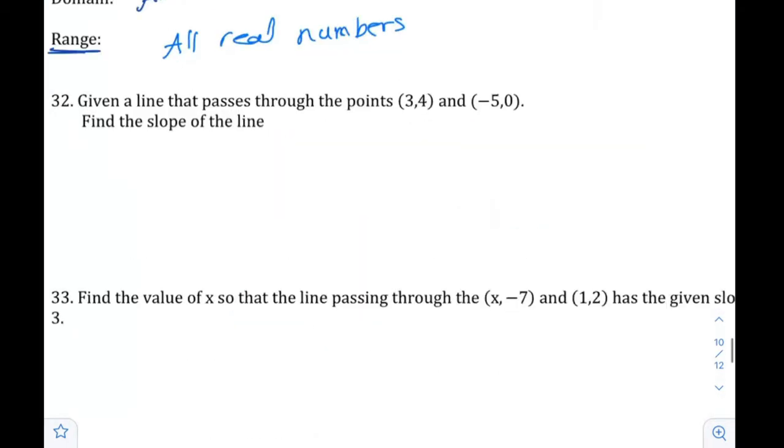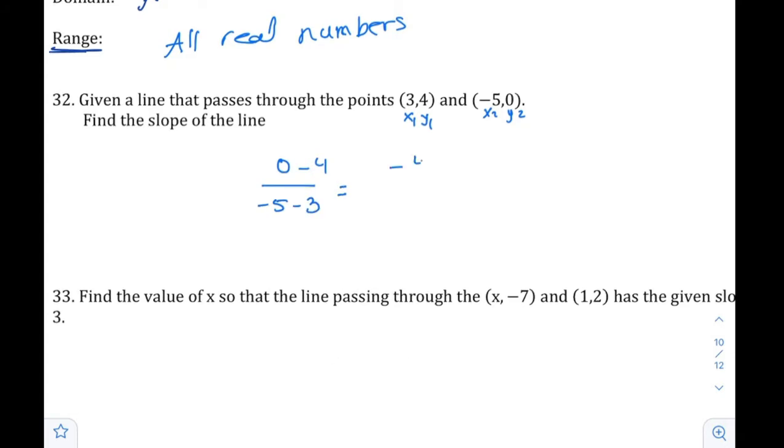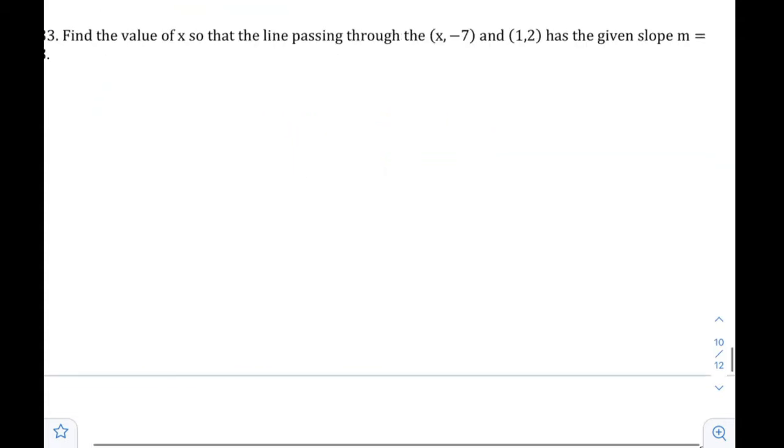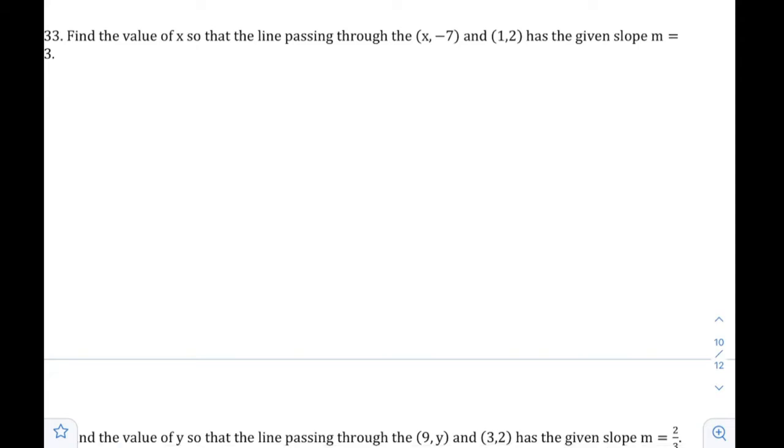Given the line passing through (3, 4) and (-5, 0), find the slope of the line. This is easy. So y2 minus y1 over x2 minus x1. So it is -4 over -8, the negatives cancelling each other. And then when you simplify 4 over 8, divide by 4, divide by 4, it is 1 over 2, 1/2.